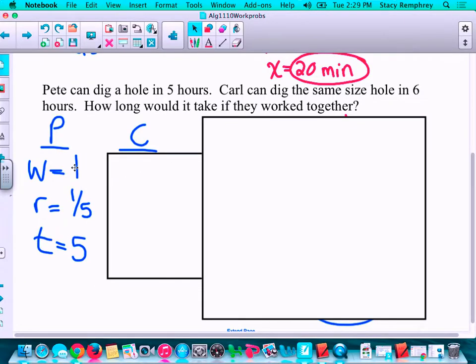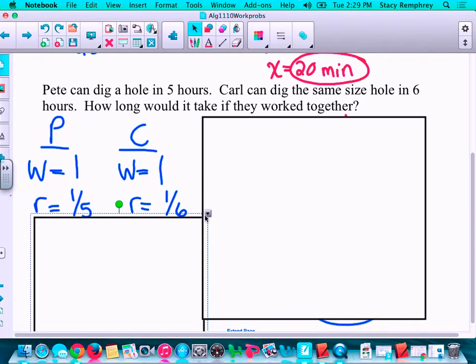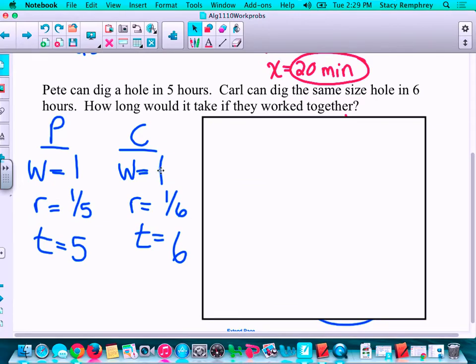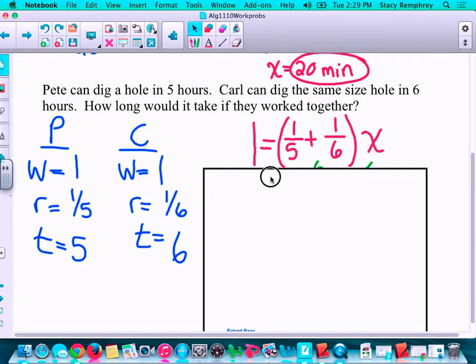All right, so I have Peter, his time, his rate. I have Carl, his work, his time, his rate. And again, they're both digging a hole. One's not digging and one's filling it in. They're working together to accomplish the same thing. So I'm going to add the rates.